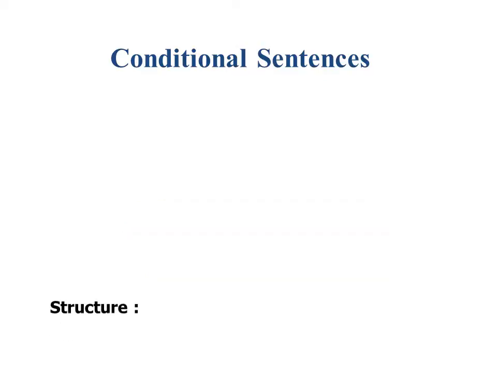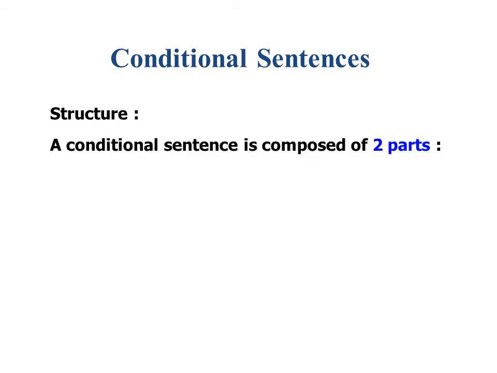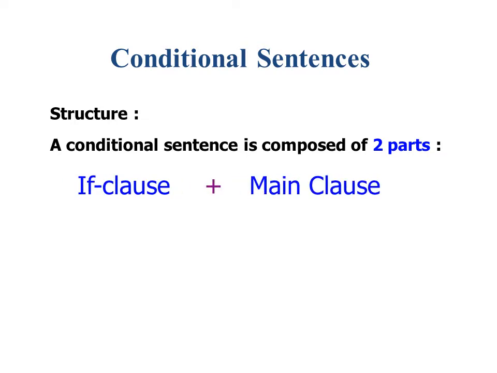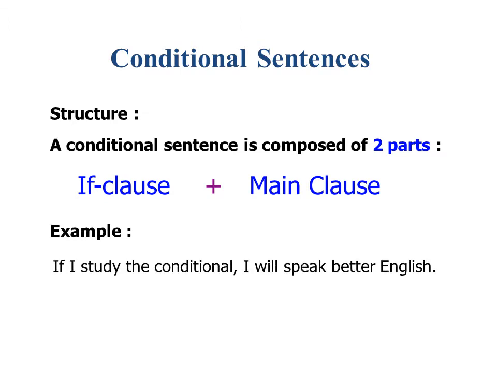Conditional sentences have a defined structure. A conditional sentence is composed of 2 parts. We have the if clause and we have the main clause. The example I'm going to give now is this: If I study the conditional, I will speak better English. So now we can see how the conditional works. We have 2 parts, the if clause and the main clause.